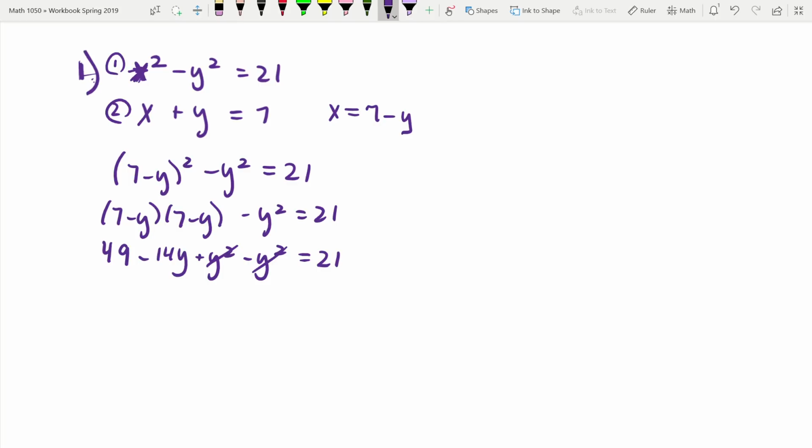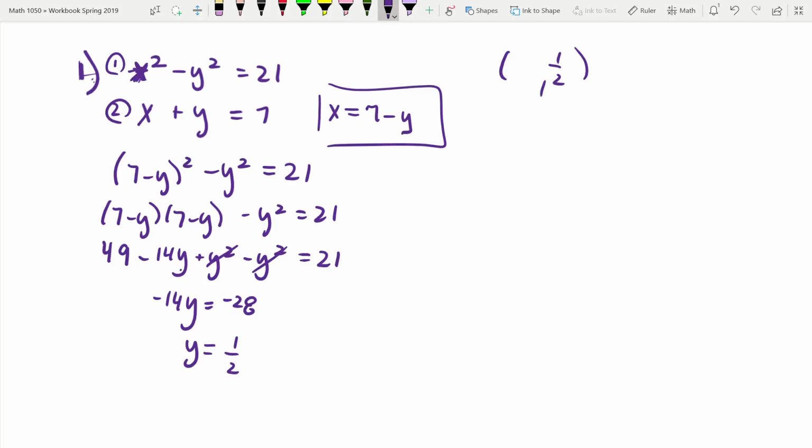So those y squareds cancel. I can see that instead of putting everything on one side to factor, I'm actually going to pull the 49 to the other side because that y is not squared. So then I have negative 14y equals, and then I have 21 minus 49 is negative 28, divided by negative 14, and I get y equals 1/2. Okay, so I'm going to come over here and put in a half. And then if you use substitution, finding the next answer is super easy. You get x equals 7 minus 1/2. Well, 7 minus 1/2 is just 6 1/2, and that's your answer.